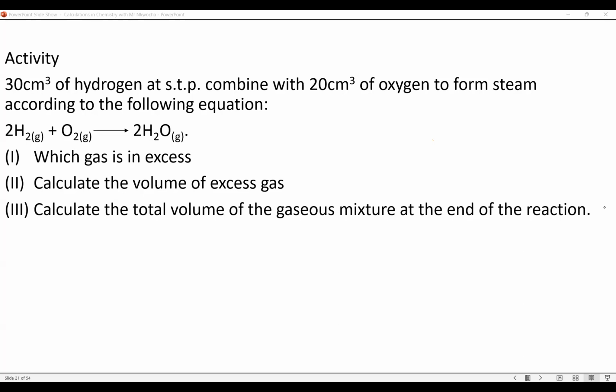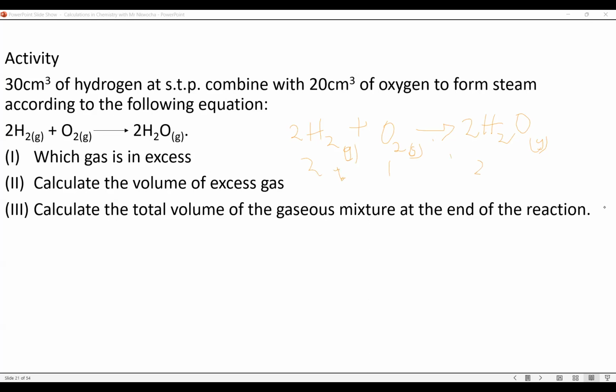So let me write this. 2H2 plus O2 will give me 2H2O. Since all of them are gas, gas, gas, and gas, everybody is gas, so they can ratio each other. That means 2:1:2, since all of them are gases.